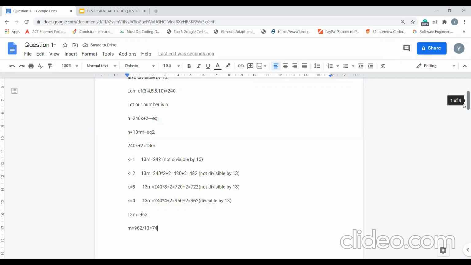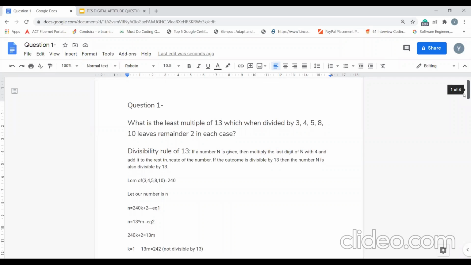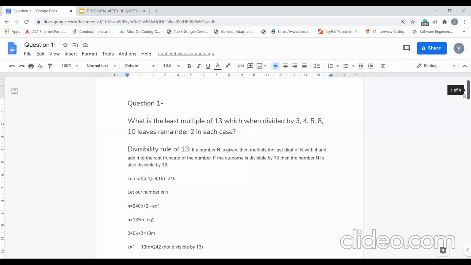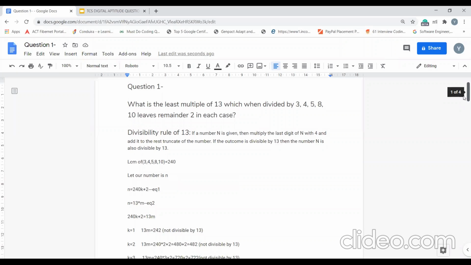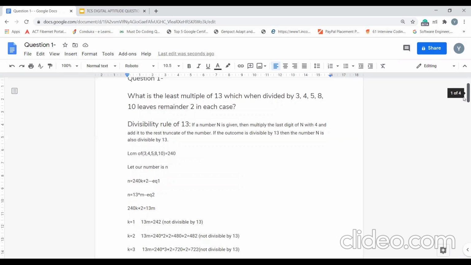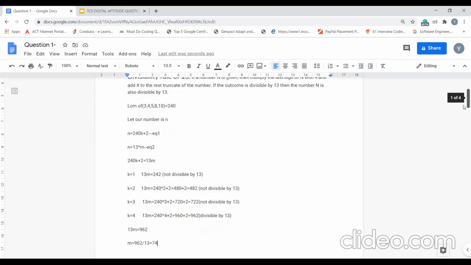So the answer is 74 is the least multiple of 13 which, when divided by 3, 4, 5, 8, 10, leaves remainder 2. And the number is 74 into 13, which is 962. 962 is our number which when divided by 3, 4, 5, 8, 10 leaves remainder 2.